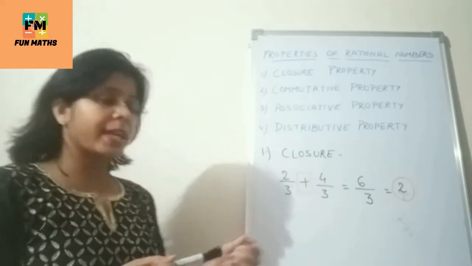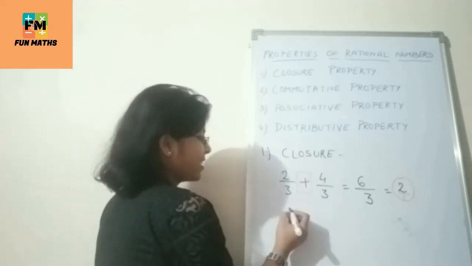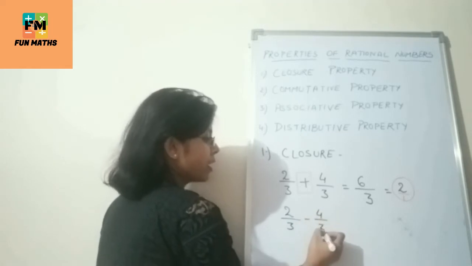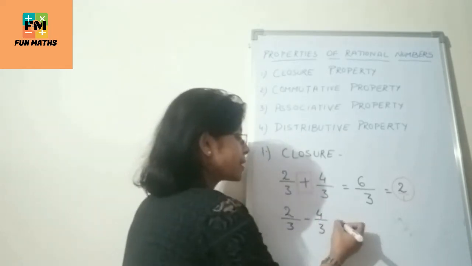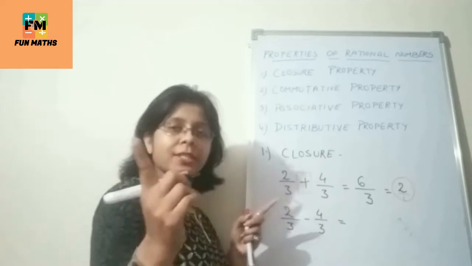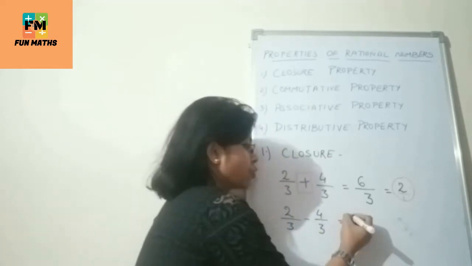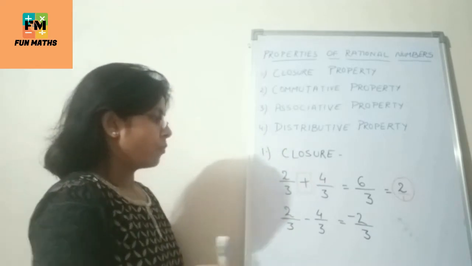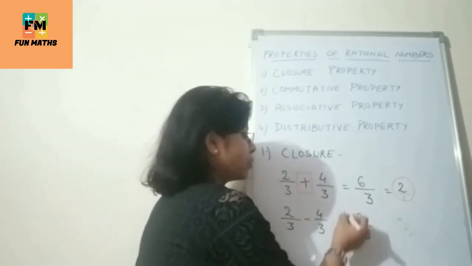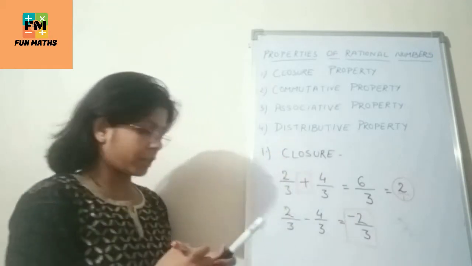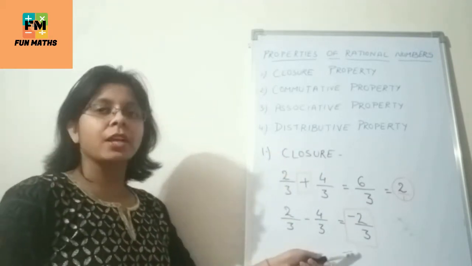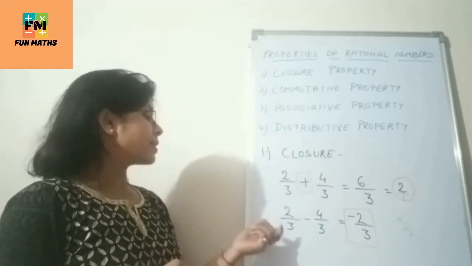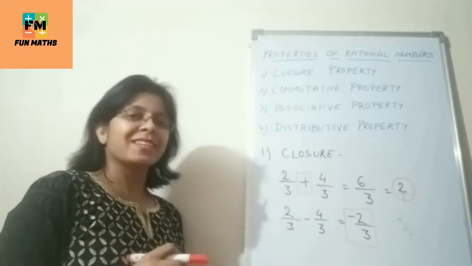Now let's check the same with subtraction. The same rational numbers I am taking, 2 by 3 and 4 by 3. When we subtract 2 minus 4, we have learned this in integers, if you remember, 2 minus 4 is minus 2. So we get minus 2 by 3. Now, this result is again a rational number, right? So what is the conclusion? The conclusion is that rational numbers are closed under subtraction.